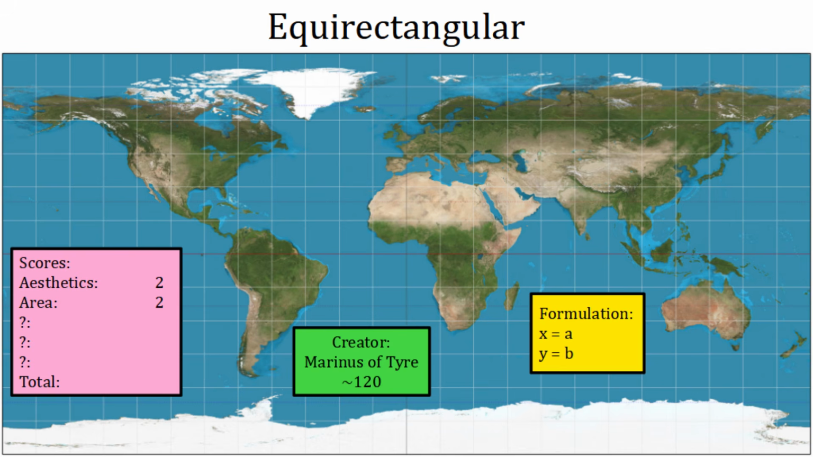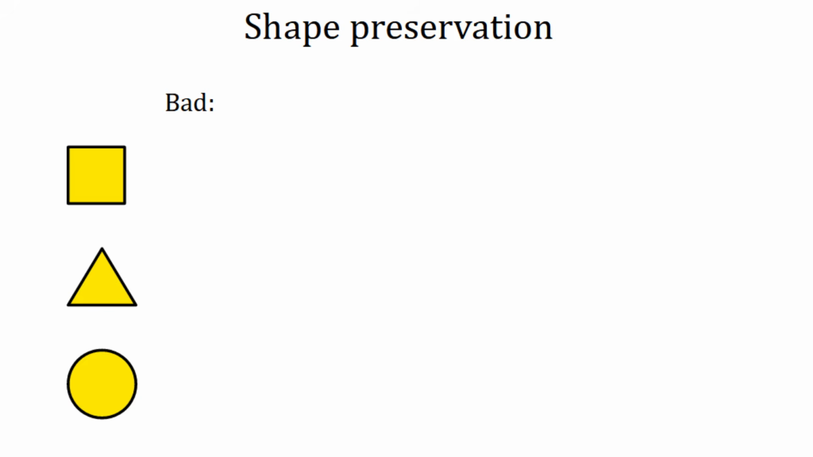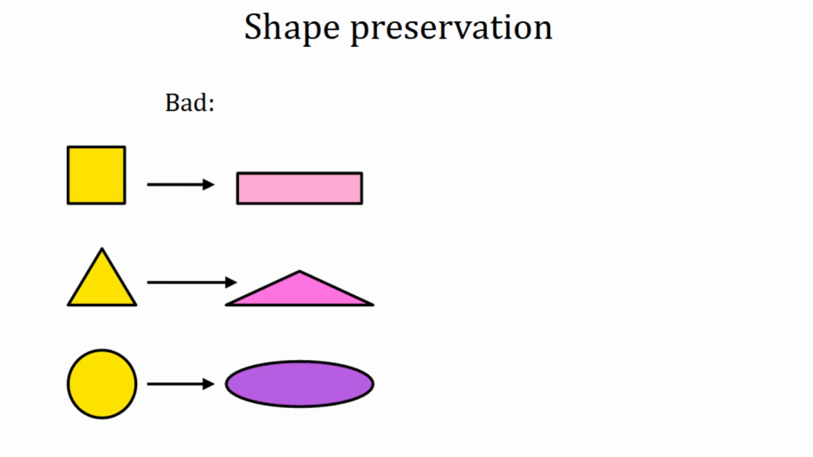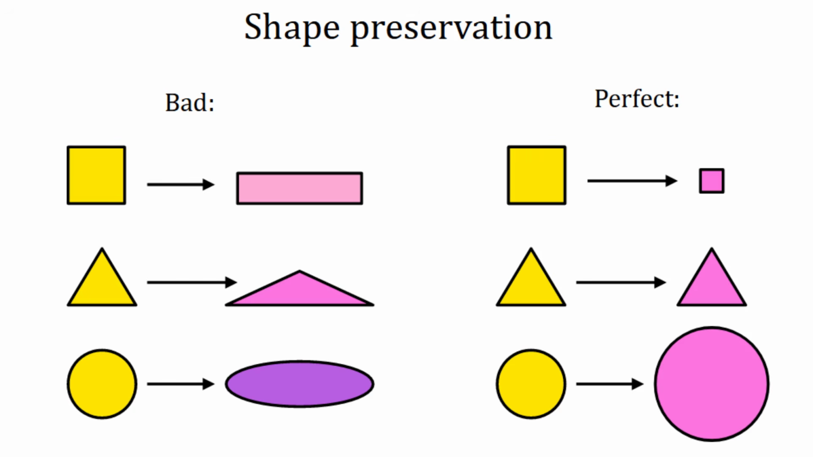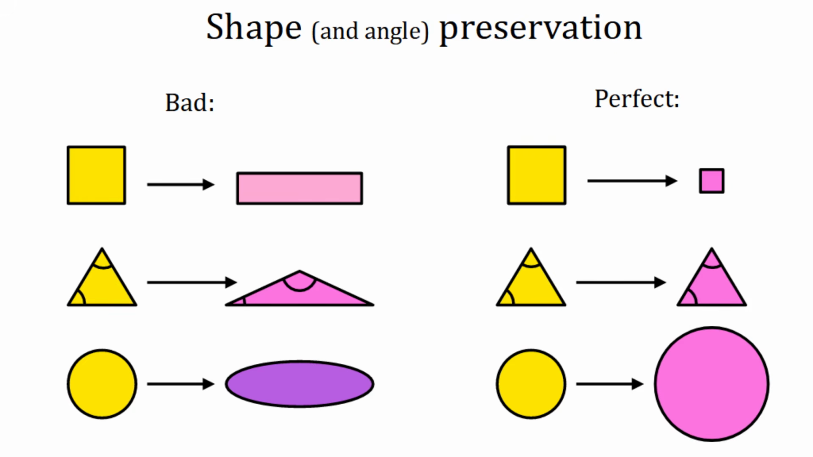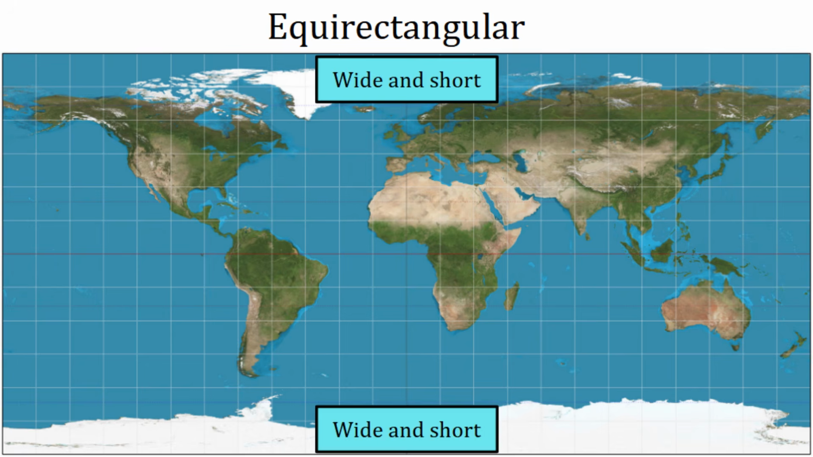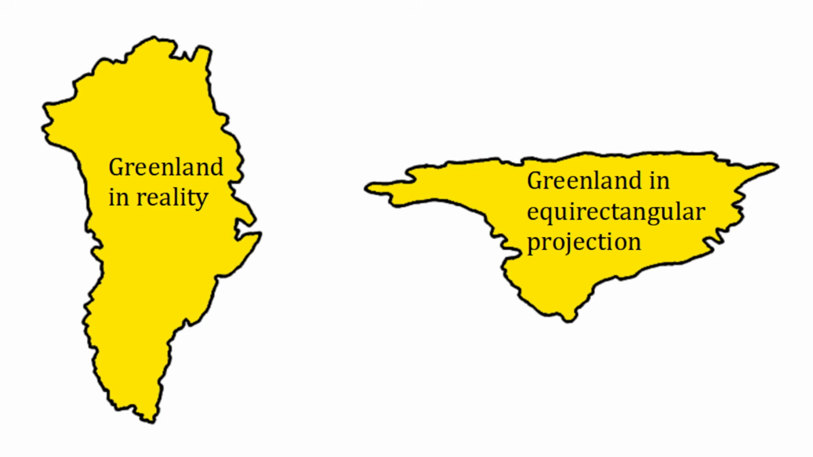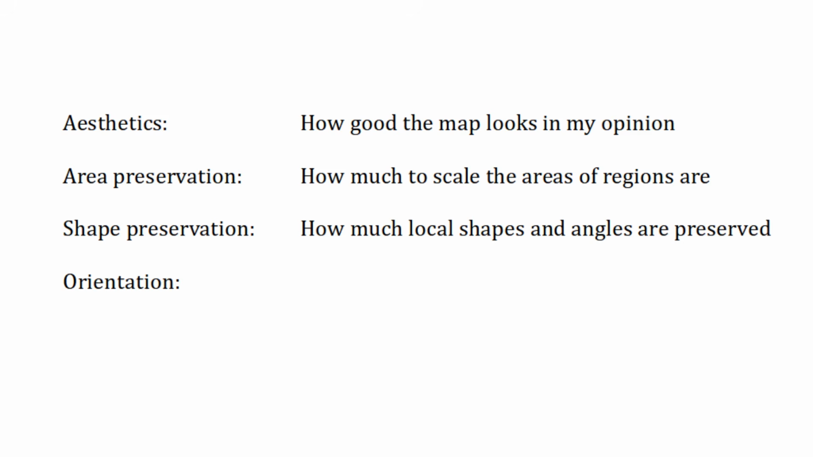The third category is shape preservation, or how accurate shapes are to how they actually look. A bad score means that some shapes are stretched in weird ways, while a perfect score would mean that shapes are preserved on a local scale, which also means angles are preserved. This property is called the conformal property. Flat square is pretty bad at this because polar regions appear much wider than they actually are, so it gets a 1.